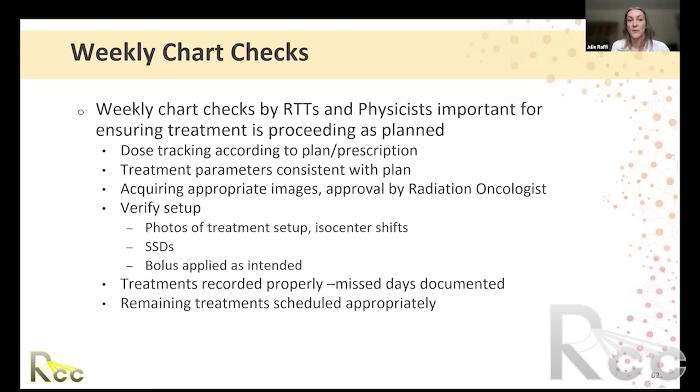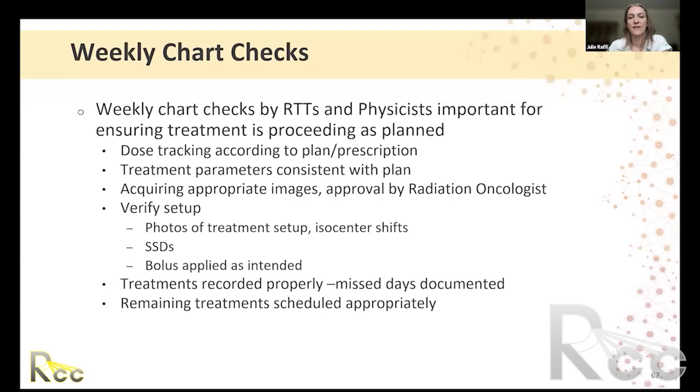We want to make sure treatment parameters are consistent with the plan and consistent from day to day. Make sure that appropriate imaging is being acquired and approved by the radiation oncologists. And we can also look at the setup photos and shift information to make sure setup is appropriate, SSDs are within our tolerance, and any treatment accessories like bolus are being applied as intended. And then making sure that treatments are recorded properly.